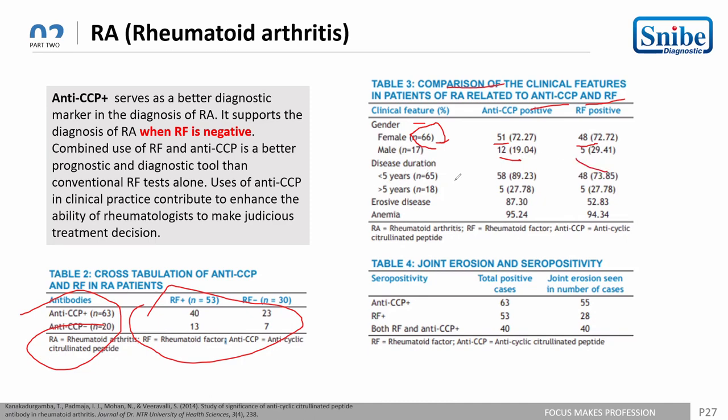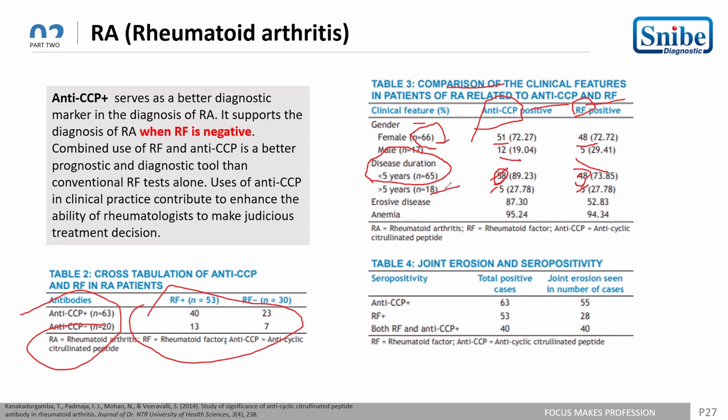When the disease duration is less than 5 years, there are 58 anti-CCP positive with 48 RF positive. If the disease duration is greater than 5 years, 5 were anti-CCP positive and 5 were RF positive. So you can see that if the age of the disease, like rheumatoid arthritis, is less than 5 years, the anti-CCP marker is more specific as compared to the RF marker.